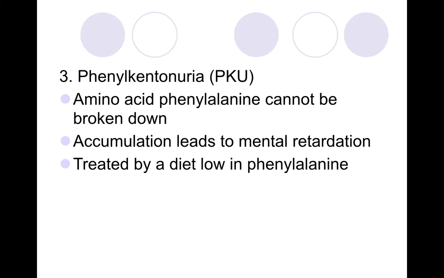Another example of a recessive disorder is PKU, phenylketonuria, and this is when the amino acid phenylalanine cannot be broken down. What happens is it accumulates and mental retardation can form. This can be treated by a diet low in phenylalanine. So this is something that they try to catch very early when the babies are first born. So those are recessive disorders.